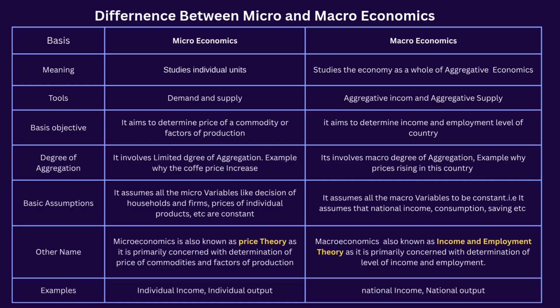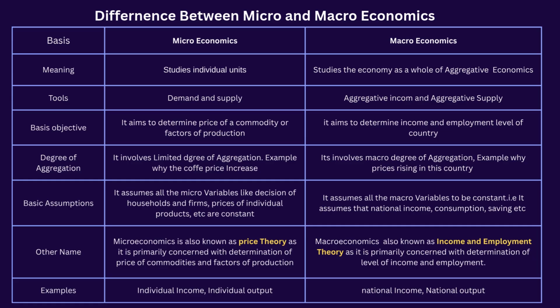That is called macroeconomics. Here, regarding the degree of aggregation, microeconomics involves a limited degree of aggregation. Example: why is the coffee price increasing? Maybe more people are buying coffee products, maybe coffee production is less. That's why the coffee price is increasing. We are studying why the coffee price is increasing, and that is microeconomics, because every individual is consuming coffee, right? Macroeconomics involves a large degree of aggregation.